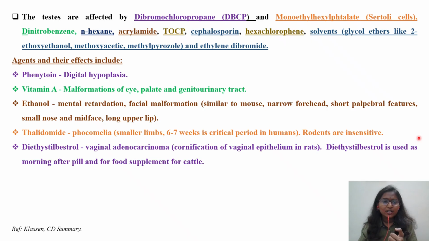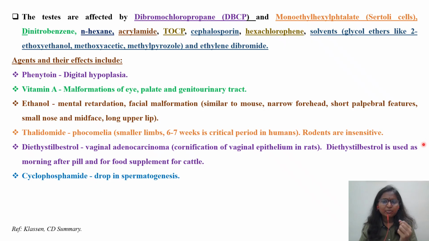Then diethylstilbestrol: vaginal adenocarcinoma, cornification of vaginal epithelium in rats. Diethylstilbestrol is used as a morning after pill and as a food supplement for cattle. Two applications for this drug. Misuse of this drug was done in cattle. There are a lot of historical incidents available. Go and check in detail. You can read how this drug was misused in cows, how it was given as a food supplement to get more milk. So a lot of incidents are there. You can go back and read or watch some videos on this topic.